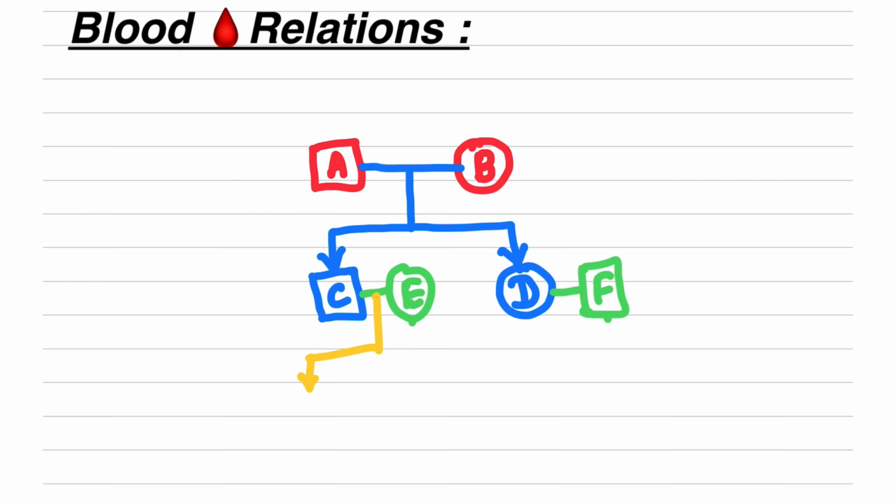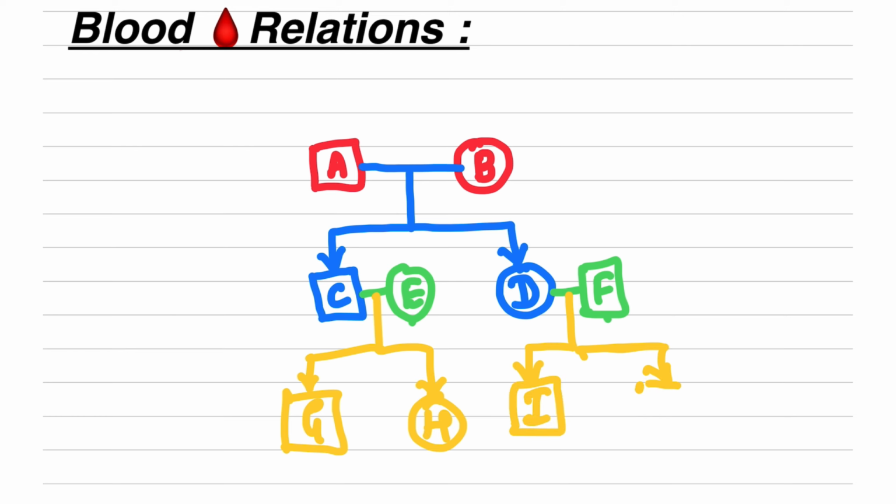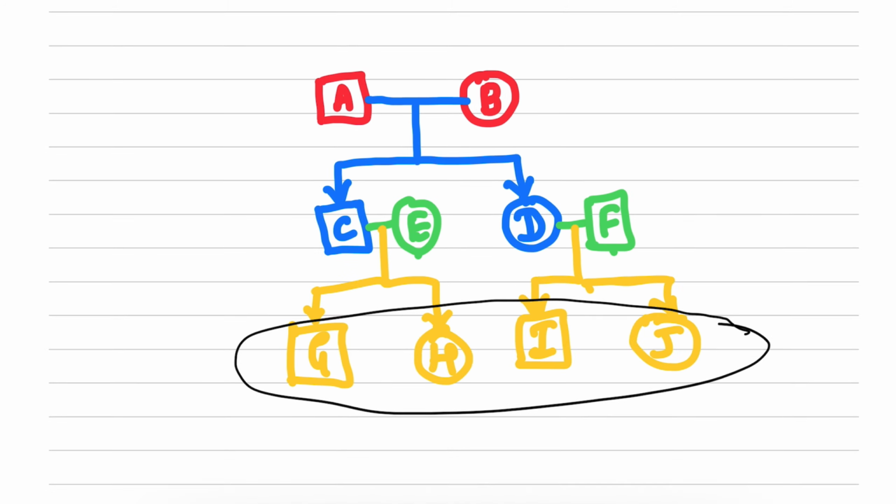Now C and E have 2 children, G and H. D and F also have 2 children, I and J. Okay. Now see, all 4 are related as cousins to each other. So they all are cousins to each other. So G is cousin brother to I and J, H is cousin sister to I and J. So in the same way, I and J are cousin brother and cousin sister to G and H.